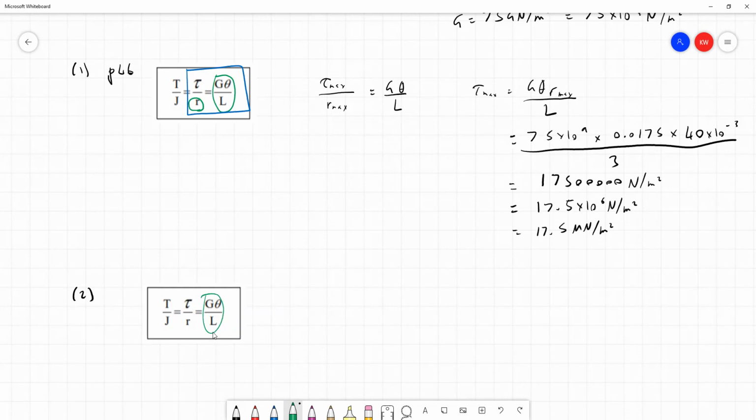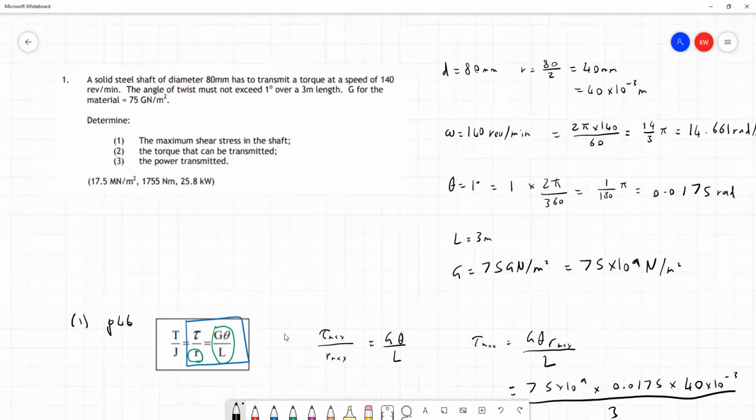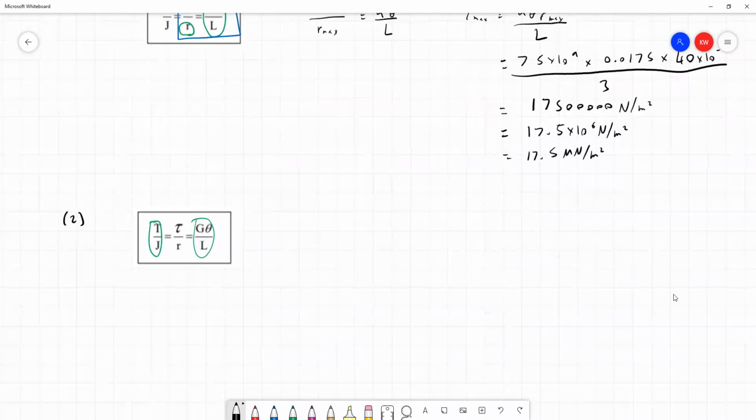So the G, theta, and L are given to us in the question, so we're going to use these. We need to find torque, so we need to use T over J, but J is something we don't have. So we need to use something else from the course notes and find the polar second moment of area for this particular shaft. Now, looking at the question, we're told it's a solid shaft, so we don't have to work out what's going on here. And the course notes gives us a formula for polar second moment of area for a solid shaft.